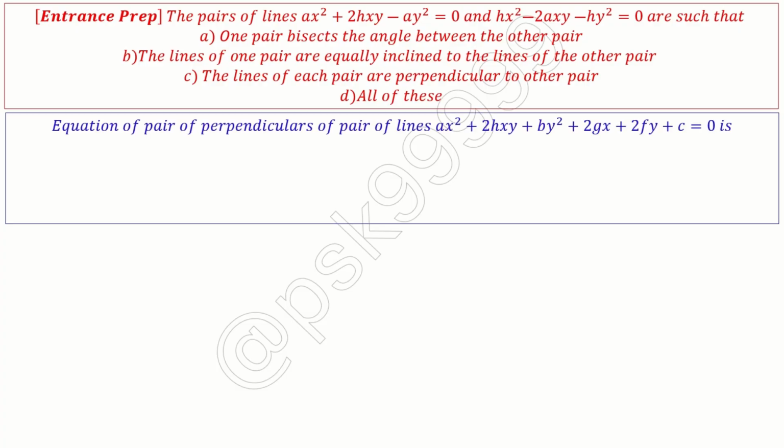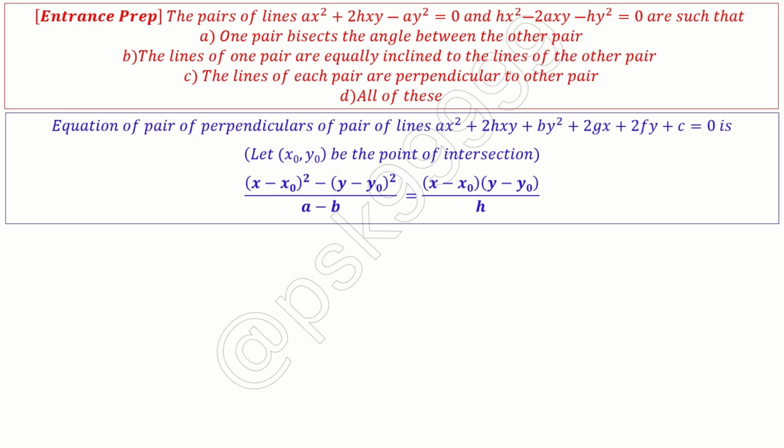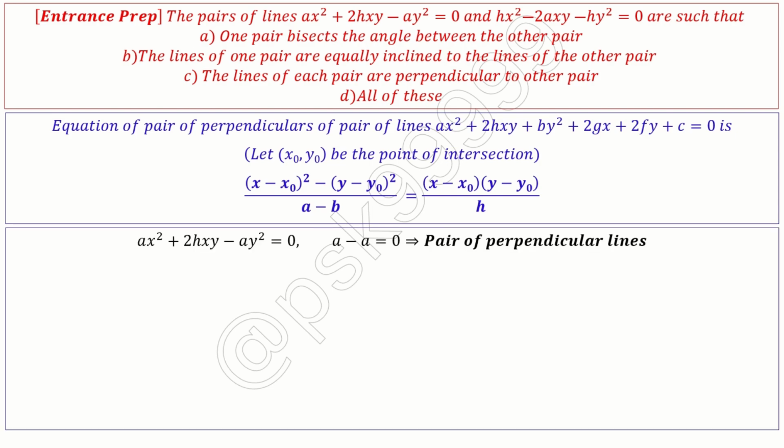That is simple. The equation of the pair of perpendicular lines, of this general equation, if (x0, y0) is the point of intersection, then (x minus x0) whole square minus (y minus y0) whole square, divided by (a minus b), equals (x minus x0) into (y minus y0) divided by h. This is my perpendicular equation if they are intersecting at (x0, y0). Now here, from the first pair of equations, the x square coefficient plus the y square coefficient, the sum of those two is equal to 0, which means they are perpendicular lines.